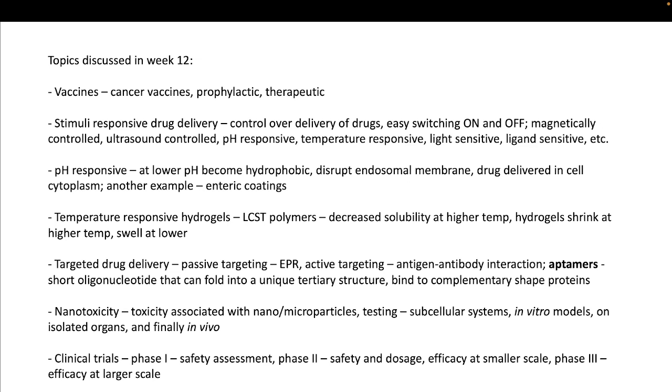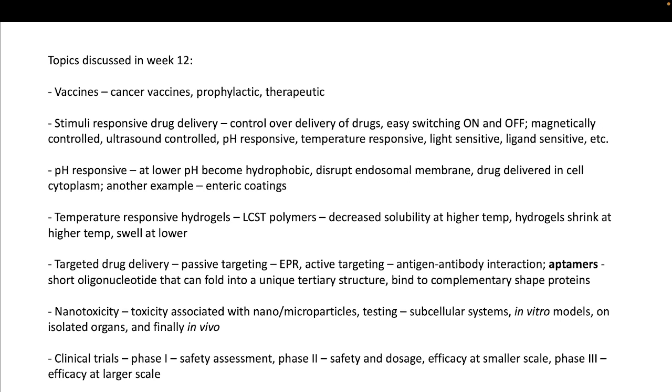In contrast to that, there is something known as active targeting, where we're taking advantage of specific interactions of, let's say, antigen antibody. You have a particular cell, you want to deliver your drug to that cell only, so it will have certain antigens presented on that particular cell. So what you can do is take a polymer, encapsulate your drug, and on the surface of this polymer conjugate an antibody which will be very specific to this antigen. Because of this antigen antibody interaction, the drug will only be released inside that particular cell.